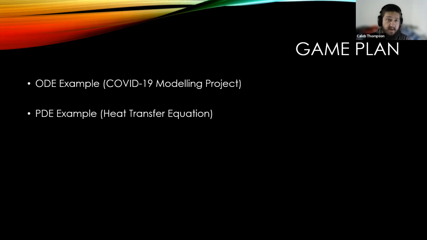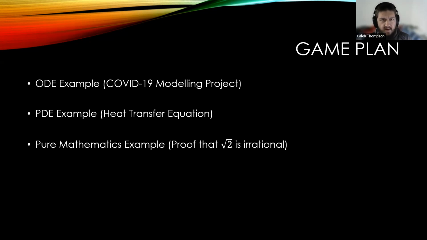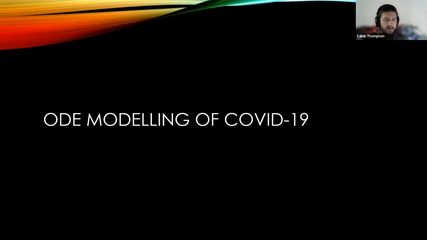So we'll talk about differential equations. We'll talk about partial differential equations, which is like the ordinary differential equations' bigger, meaner brother. And finally, I want to give an example of pure math, which some of you might have seen in discrete math. I don't know if you'd have gotten there yet. I know our class hasn't, but we'll talk about the proof that the square root of 2 is irrational.